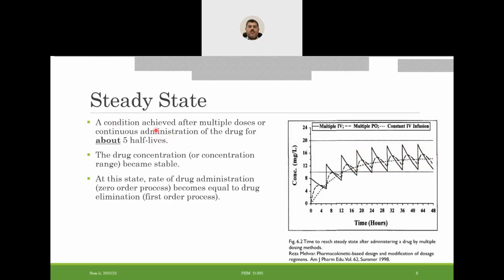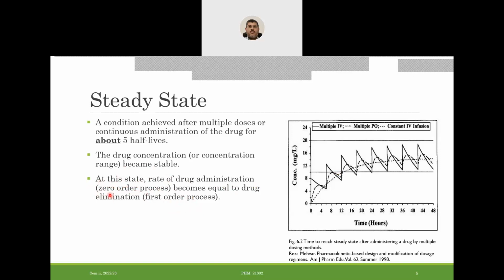This usually happens after 5 half-lives. Ideally, as we mentioned last time, 7 half-lives. Almost 99, 98 or 96%, you reach the steady state concentration after 5 half-lives. Drug concentration became stable. And this happens when the rate of elimination becomes equal to the rate of administration.